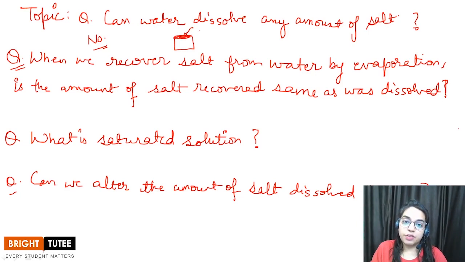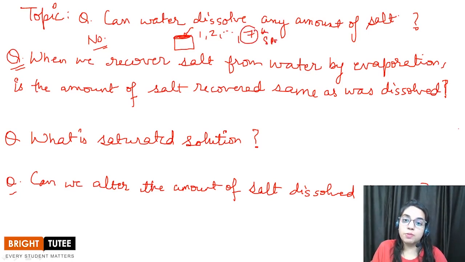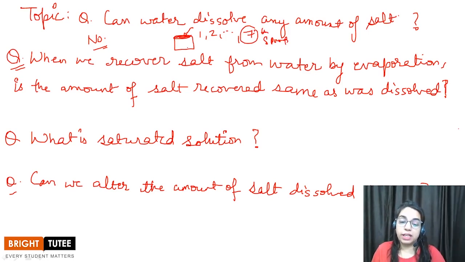Okay, so if we start by dissolving 1, 2, 3, 4, you will observe that at certain point, maybe at 7th spoon, you will observe that this water cannot dissolve any more amount of salt in it, and this point is known as the point of saturation, right? So children, the stage when the water cannot dissolve any more amount of salt in it is called as saturated water. So the answer to this question is no, the water cannot dissolve any amount of salt in it.